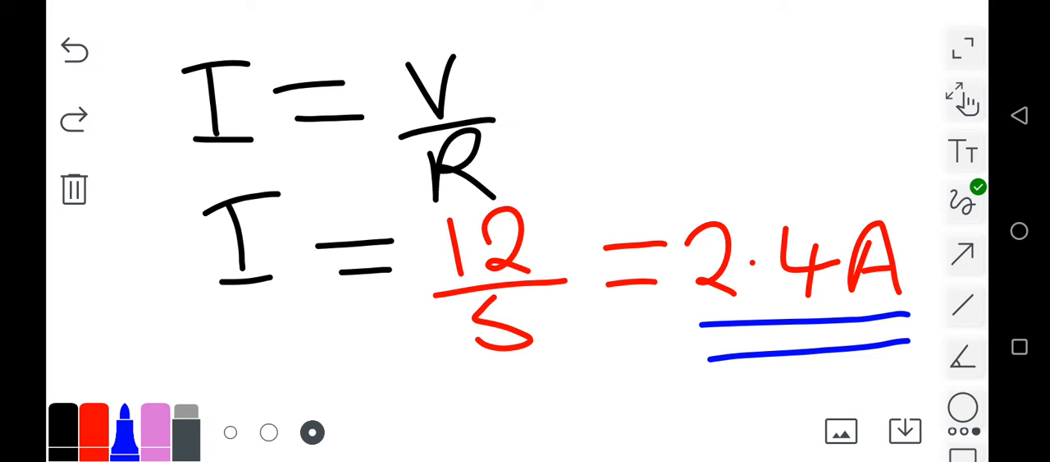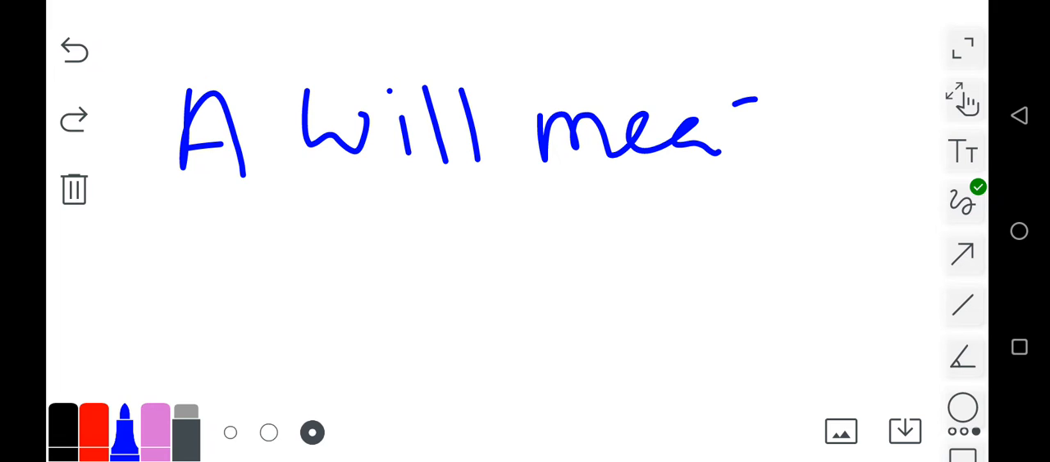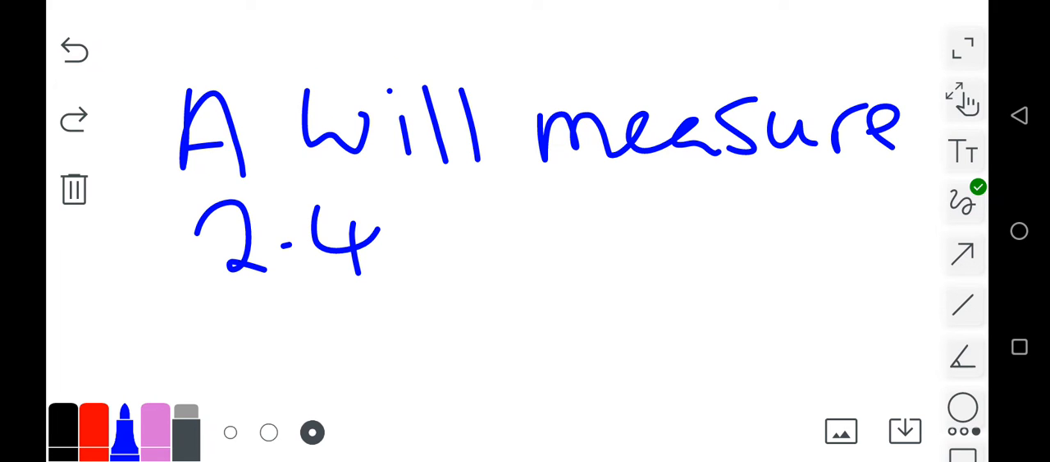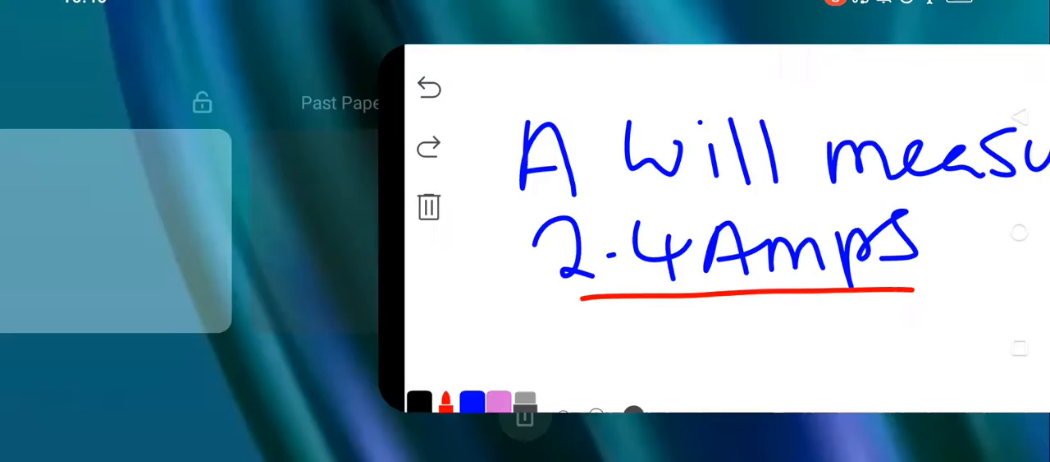Therefore, the instrument A will actually measure 2.4 amps. Okay, that's how you can go about that one.